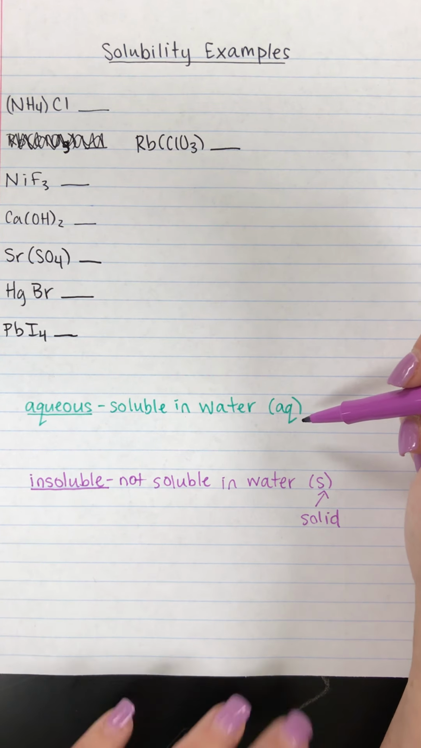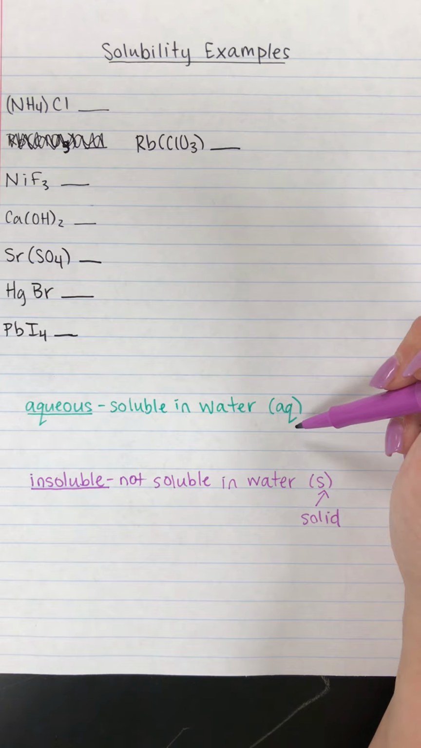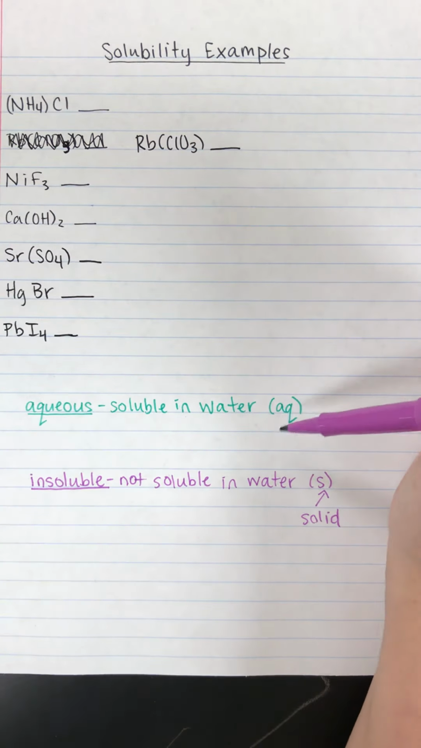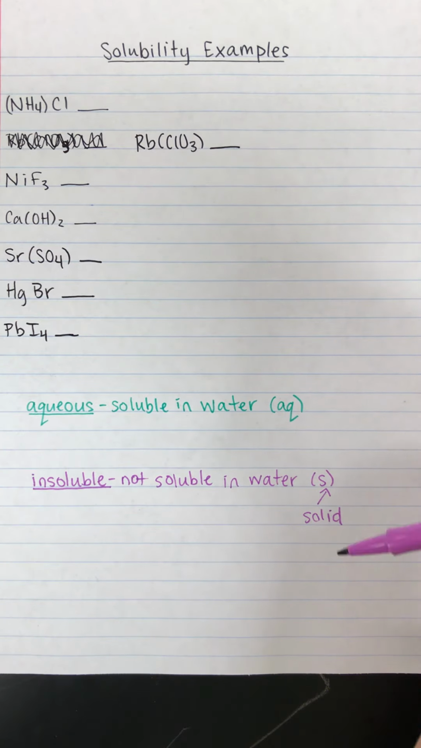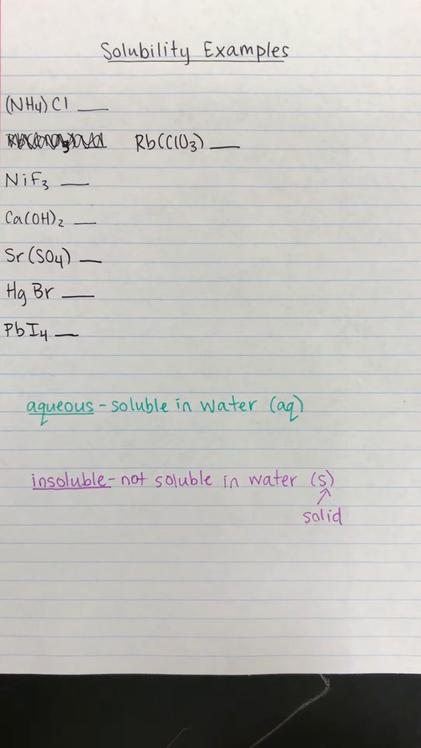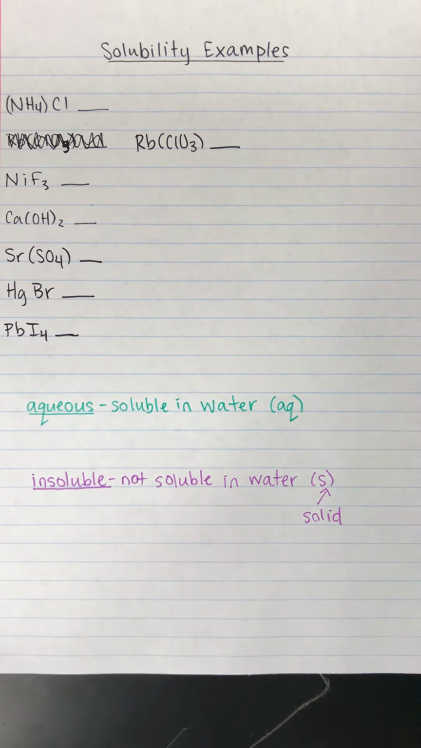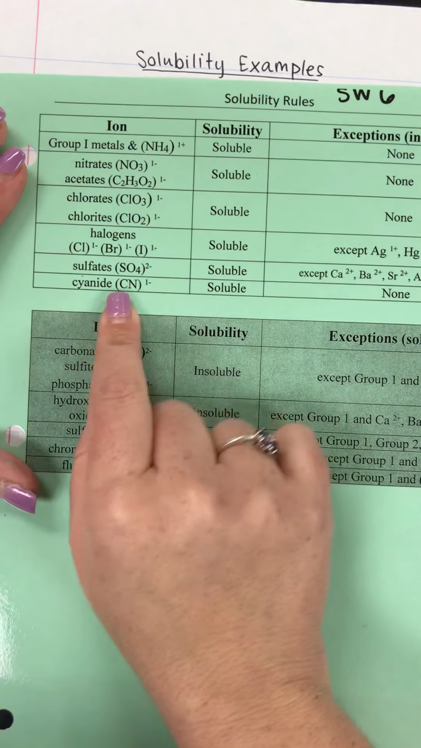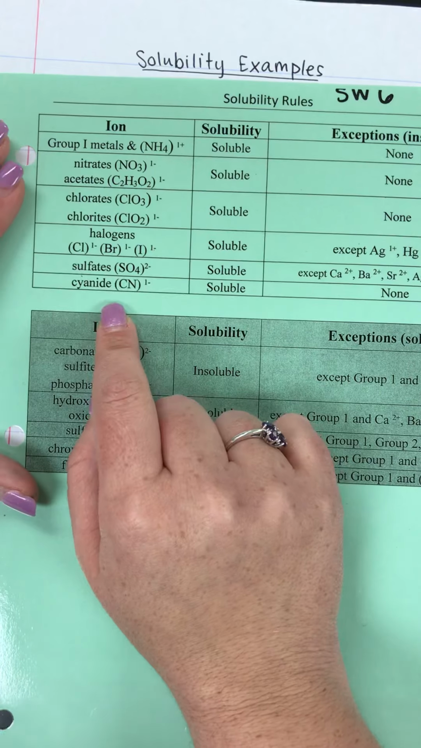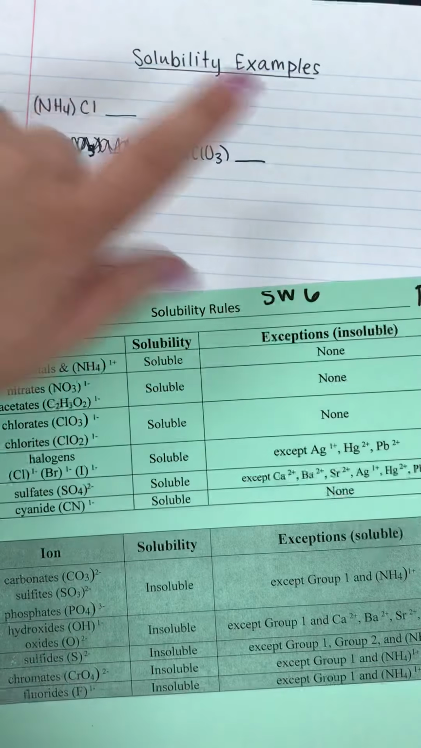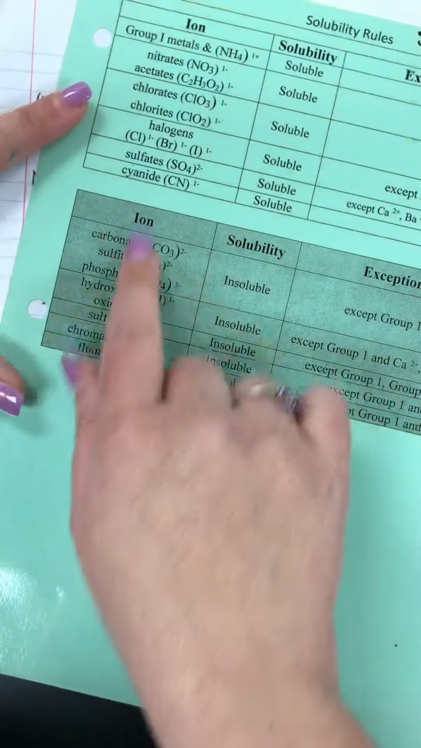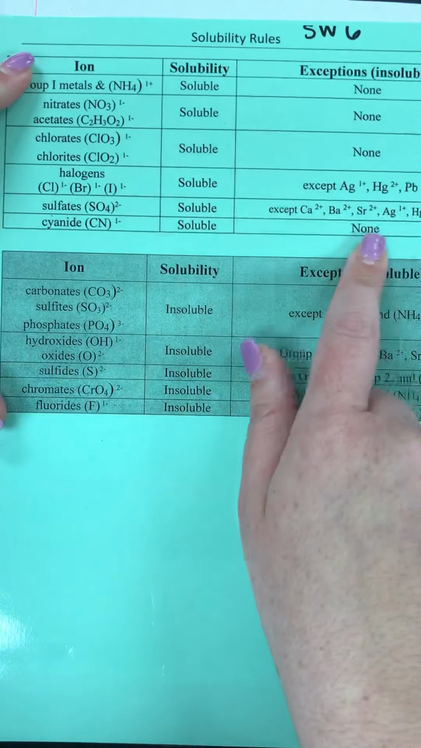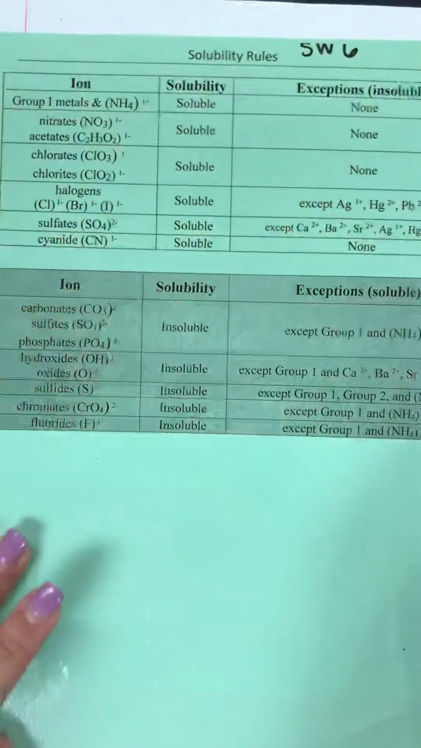All right, so that's what we're gonna be using symbol-wise on this assignment. The little blanks are pretty small, so you're either writing AQ or S. Remember, AQ means soluble, S means insoluble. So let's look here at our chart so you can kind of see how we're gonna read it. So you have your ions here. I want you to notice that almost all of them are negative. So we're gonna be looking at the negative part of each of these compounds. Same thing here. And then we're gonna see the solubility and then if there are any exceptions. And I'm gonna show you how that changes the solubility.